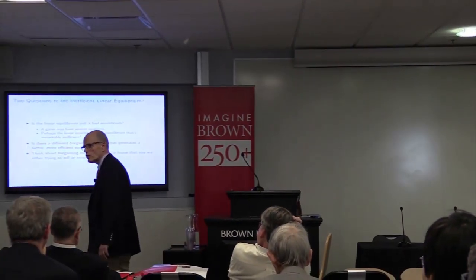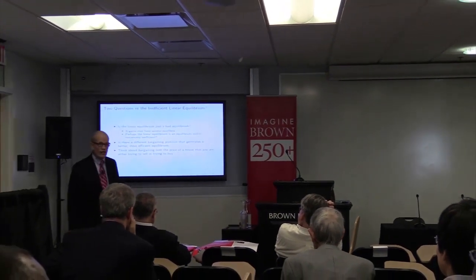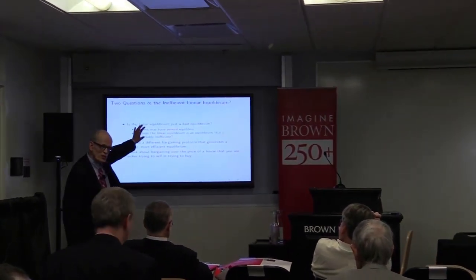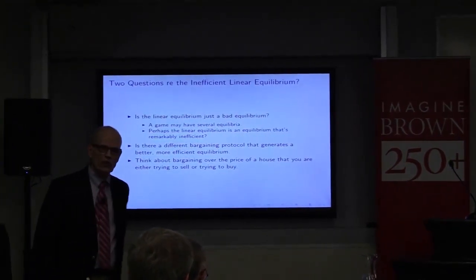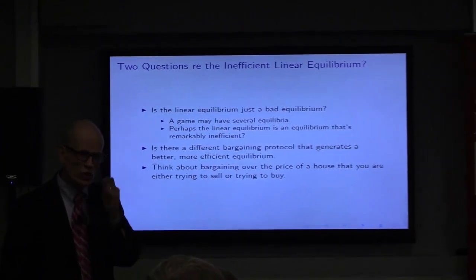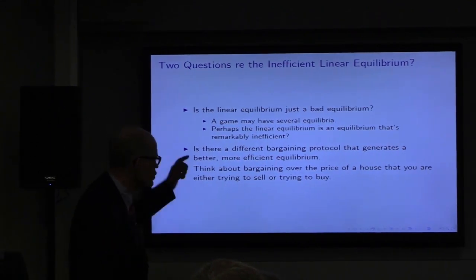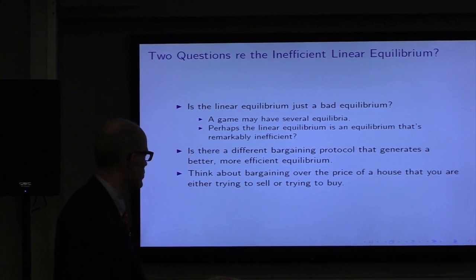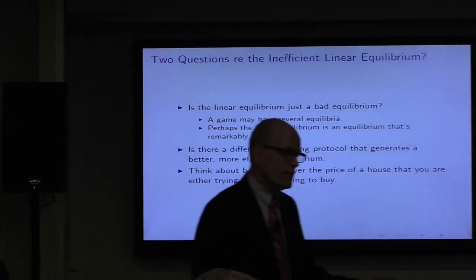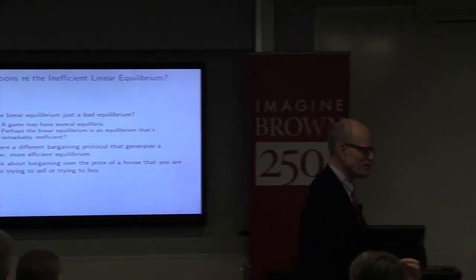But the other thing is, suppose that isn't true, then perhaps this is a pretty good equilibrium and it's just inefficient, but it's a fault of the rules. That protocol, where we each write down the numbers, is a different bargaining protocol that generates a better, more efficient equilibrium. Now, let me tell you the reasons why you might think there isn't.